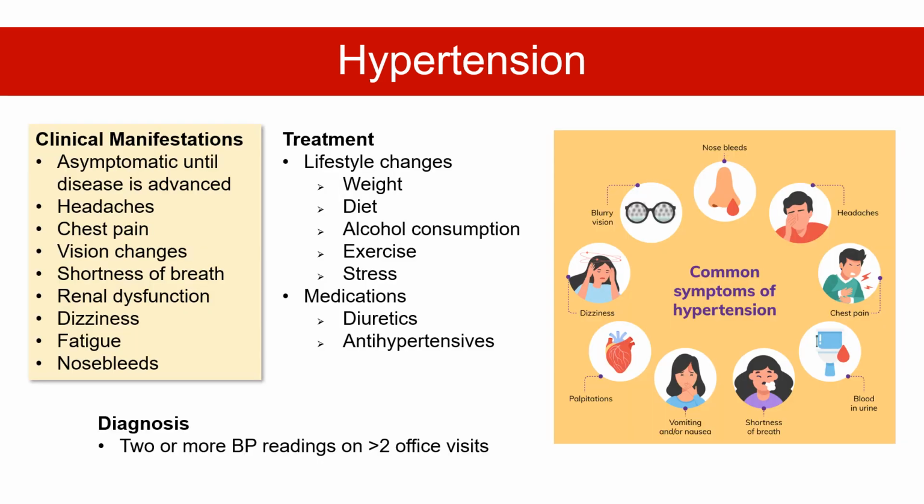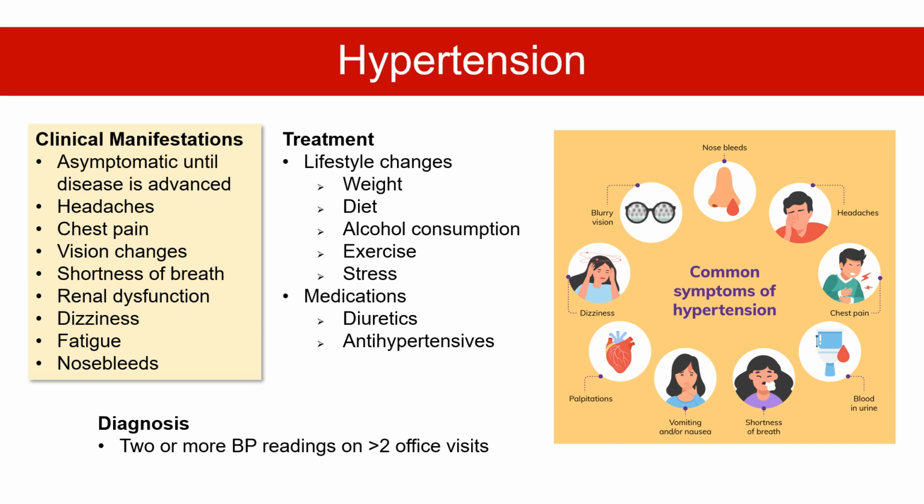All right, signs and symptoms of high blood pressure. Typically you're not going to have any until the disease is advanced, which is why it's called the silent killer, because by the time you realize you have it, the damage has already been done to your organs. Headaches, chest pain, vision changes, shortness of breath, renal dysfunction, dizziness, fatigue, and nosebleeds. So all of these things are damage.